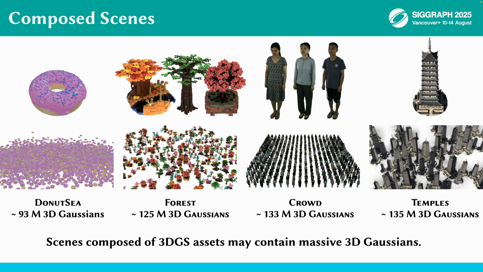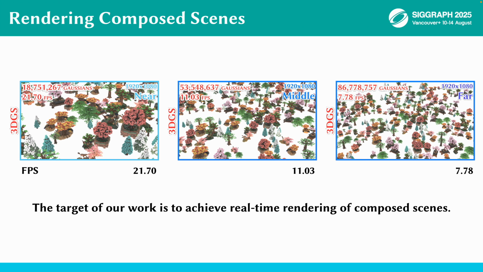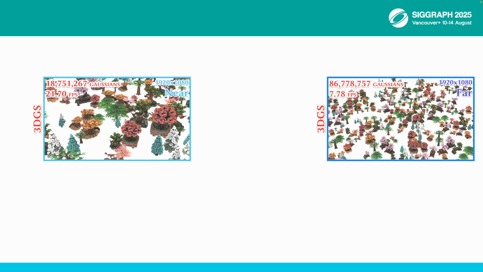It is natural to compose 3D scenes with these reconstructed detailed assets. For example, composed scenes like a forest, a crowd, and temples, each containing 100 millions of 3D Gaussians. However, though rendering each asset is fast, the rendering speed of a composed scene is low. The target of our work is to achieve real-time rendering of composed scenes.